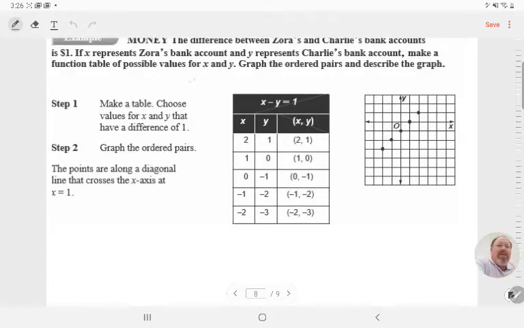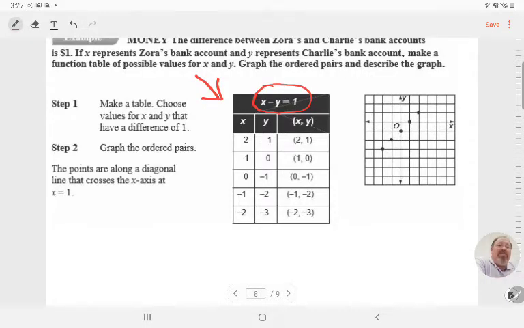First thing is we would make a table, and we'd make it look like this, okay? So we put our rule up here, which says that X minus Y equals 1. And how did we get that? It says the difference between Zora and Charlie's bank accounts is $1. So the difference means it's a subtraction problem, and the difference is 1, or equals 1. And it tells us that X represents Zora's account and Y represents Charlie's bank account. So it would be X minus Y equals 1.